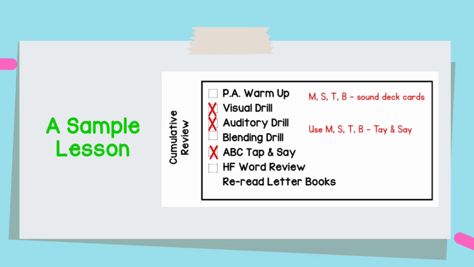And then I'm also going to do a tap and say with M, S, T, and B. So I strategically have one of those in place in my curriculum, and then we will do that to help with fluency. We're just building fluency with sounds and letters in the cumulative review. I selected all of that to get them prepared and build their confidence for the lesson.